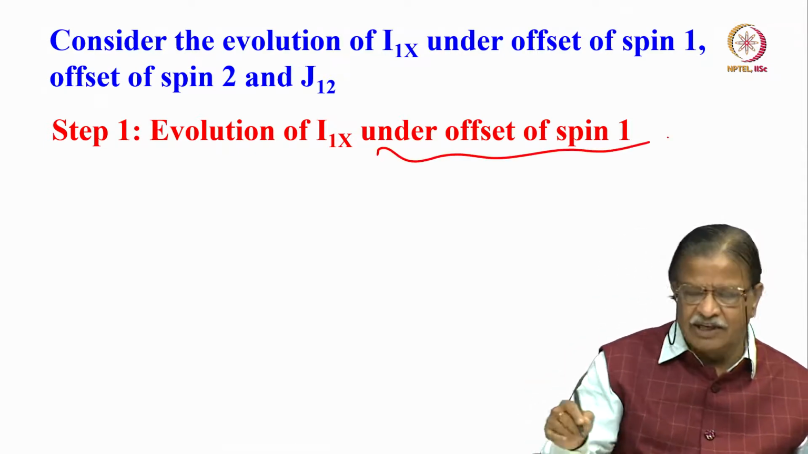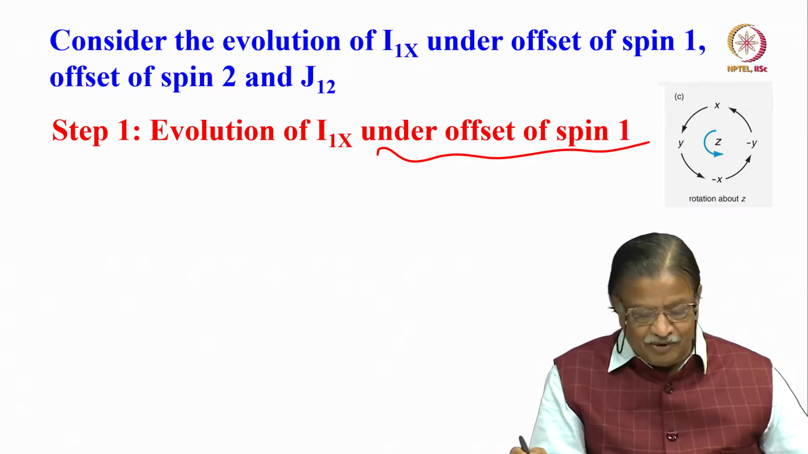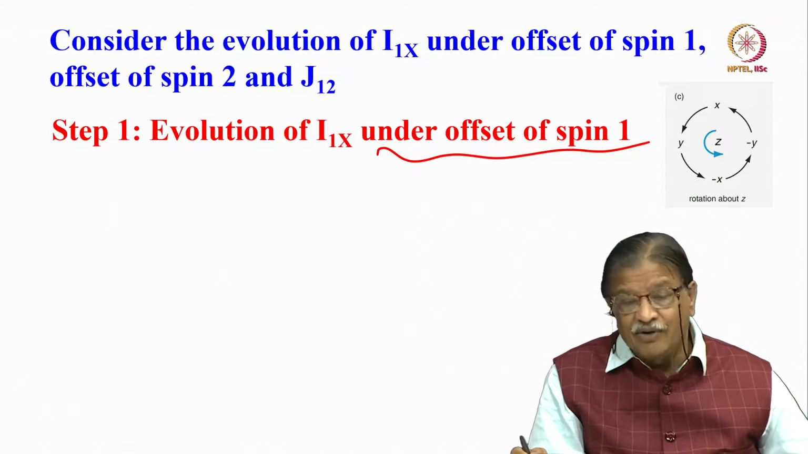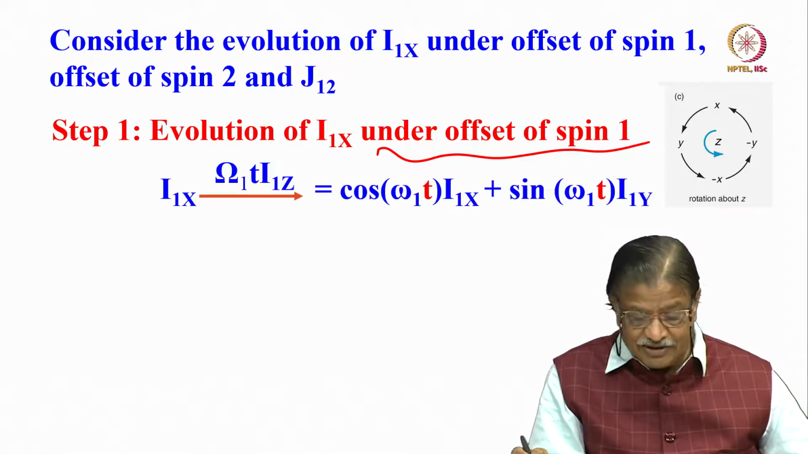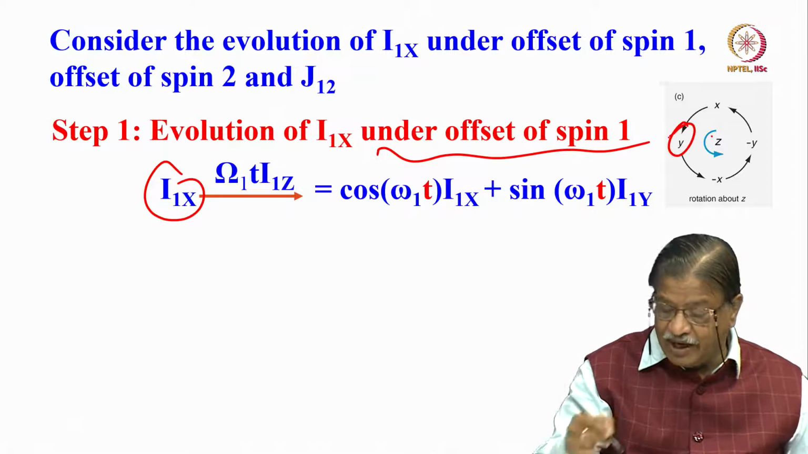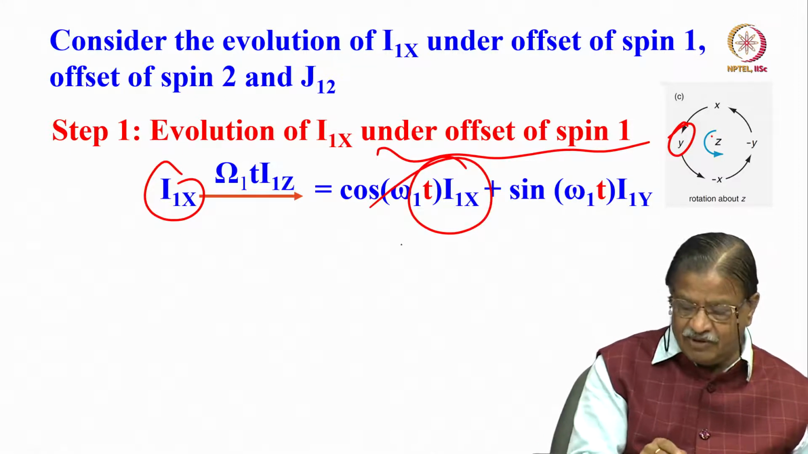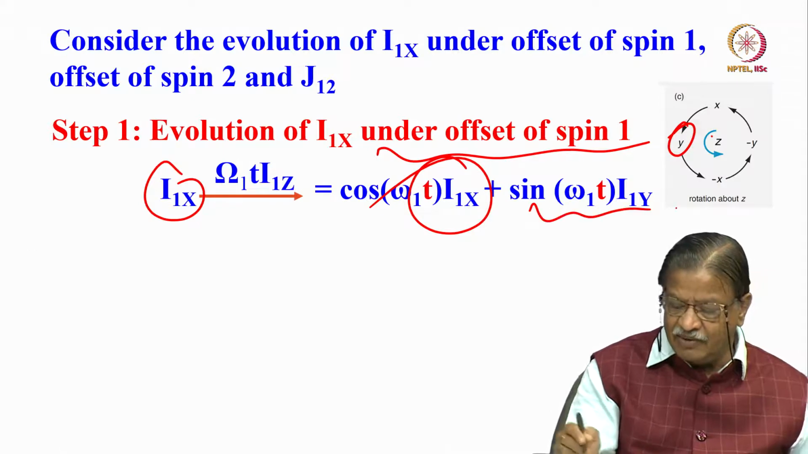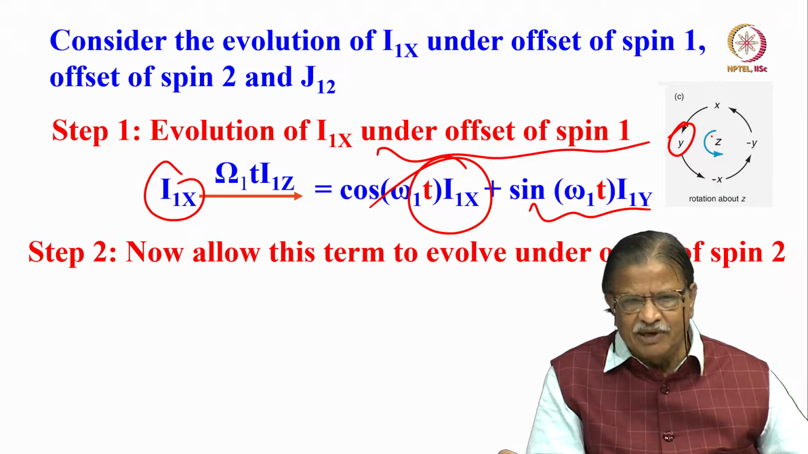Now, let us see how it evolves under offset. Rotation is about the Z axis. So, evolution of I1x: when it rotates about the Z axis it goes to Y. So, it becomes cosine omega 1 t I1x plus sin omega 1 t I1y. This is the I1x I am considering.